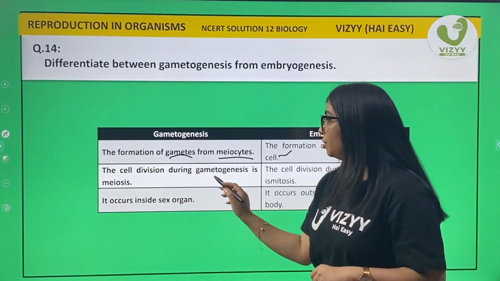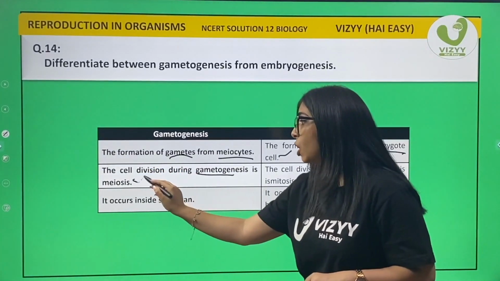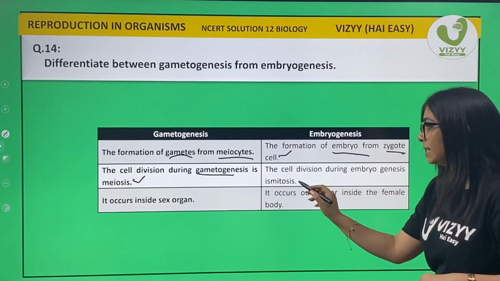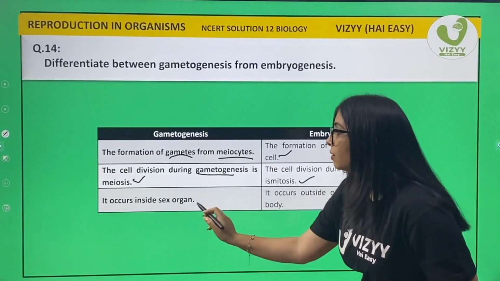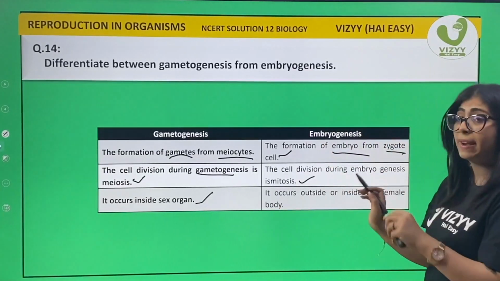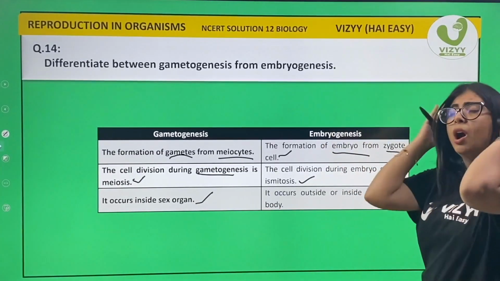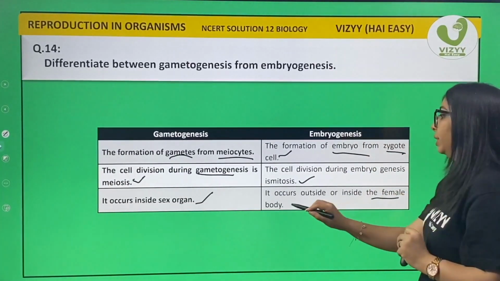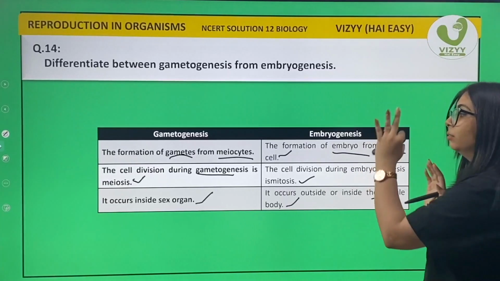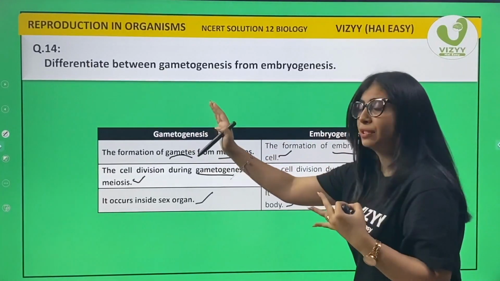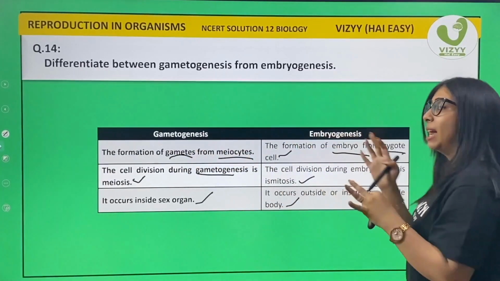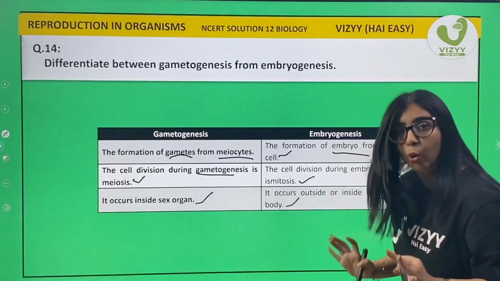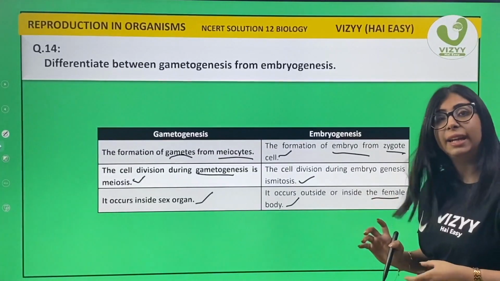The cell division during gametogenesis is meiosis, whereas for embryogenesis it is mitosis. It occurs inside a sex organ, whereas embryogenesis will always occur inside a female body. Remember, gametogenesis is formation of gametes and embryogenesis is formation of an embryo from a zygote.